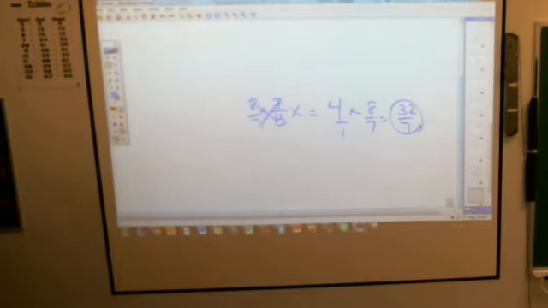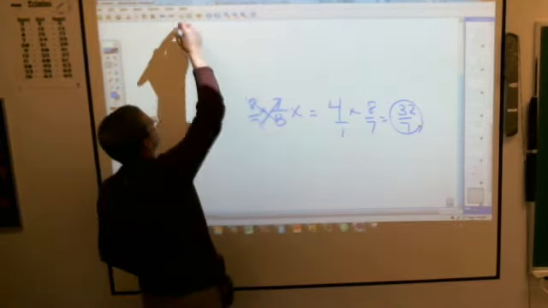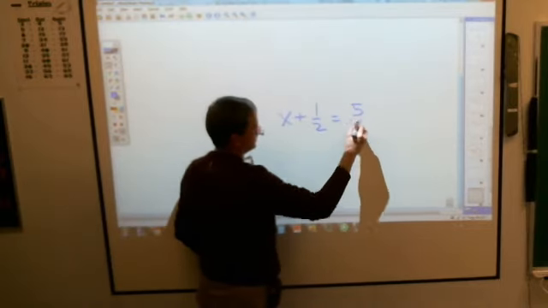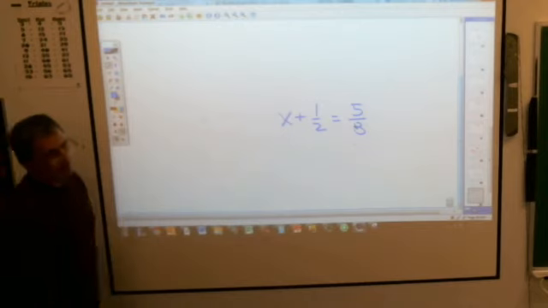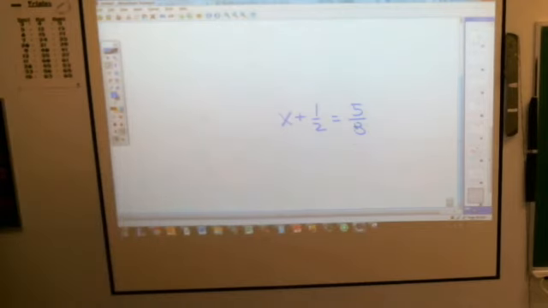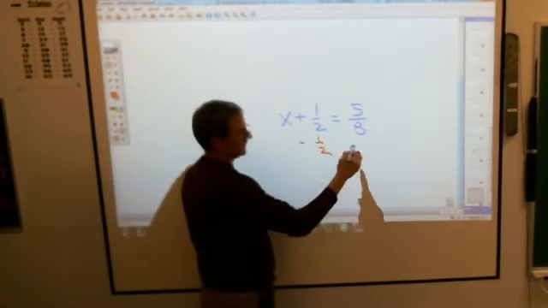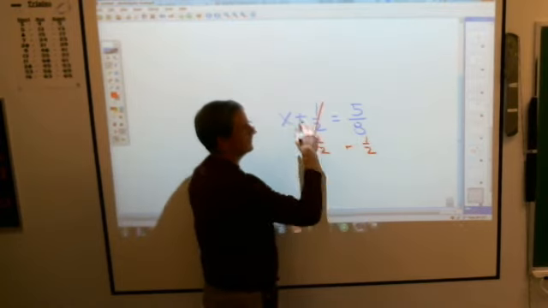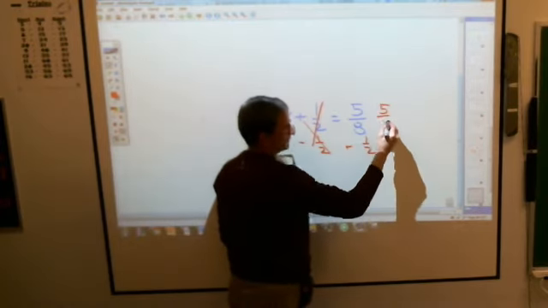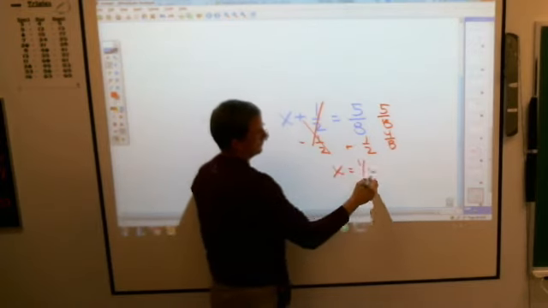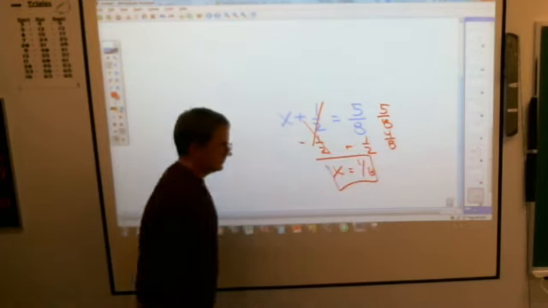Now, the reason this is nice is because now you're going to start getting equations that have, how about this one? X plus 1/2 equals 5/8. What type of equation is it? Addition. How do I solve it? Opposite of addition is? So I'm just going to subtract the 1/2. What I do to one side, I have to do to the other. I subtract 1/2. Unfortunately, it's a fraction, so I have to make common denominators. 5/8 minus 4/8 is 1/8. That would be the answer.